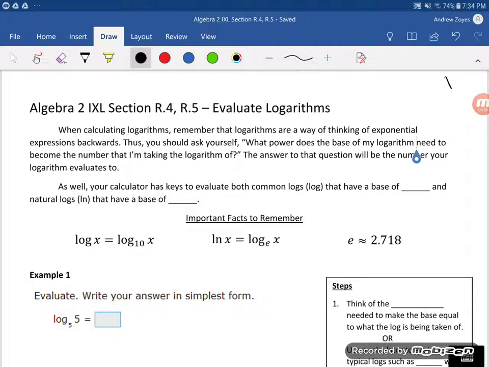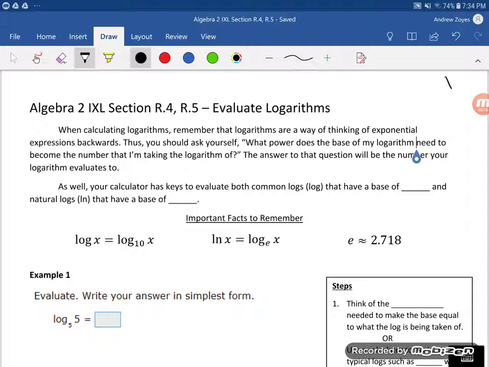Hey guys, in this video we're going to be covering IXL sections R4 and R5, evaluating logarithms. Both of these sections cover the same concept, so after watching this video you should be closer to doing the problems in both sections. Let's go ahead and read the paragraph.